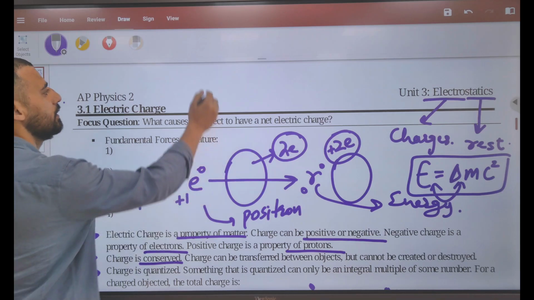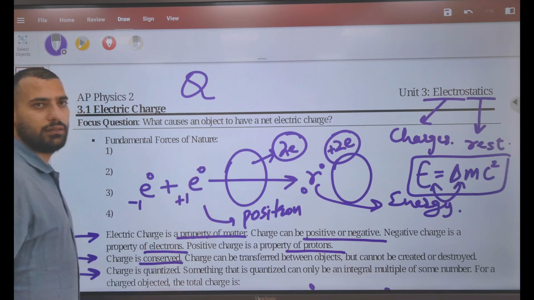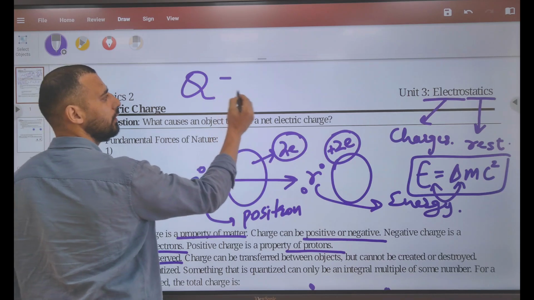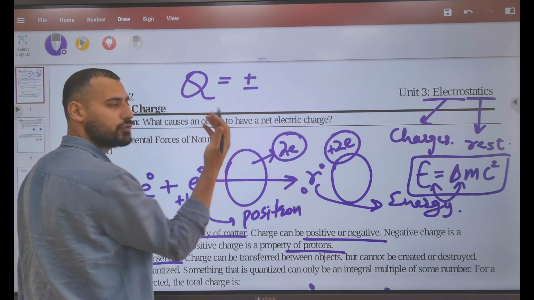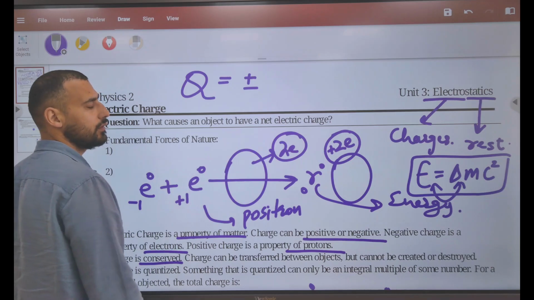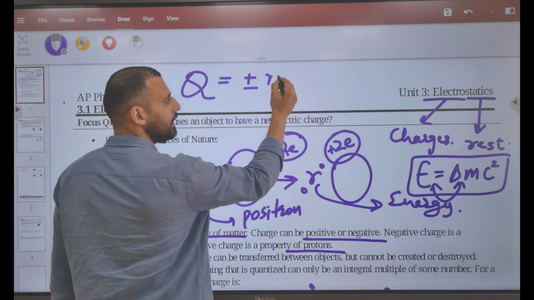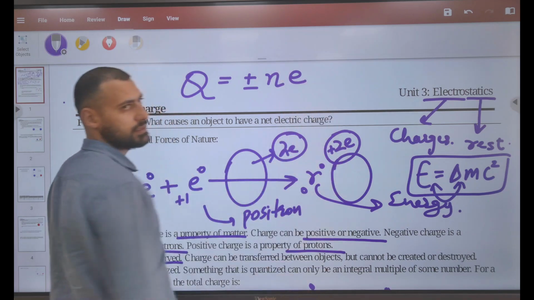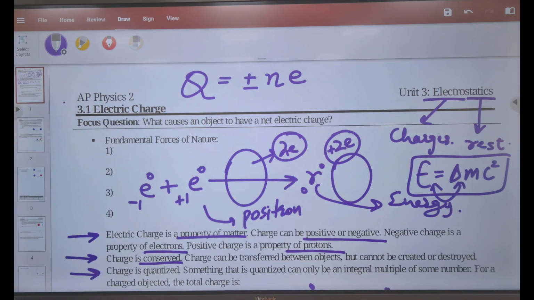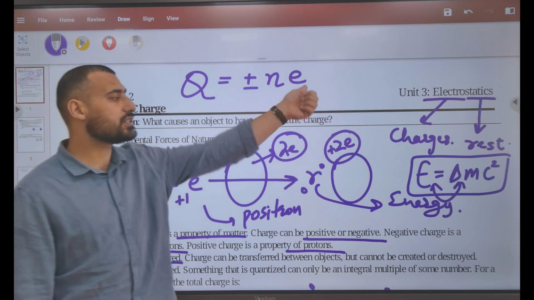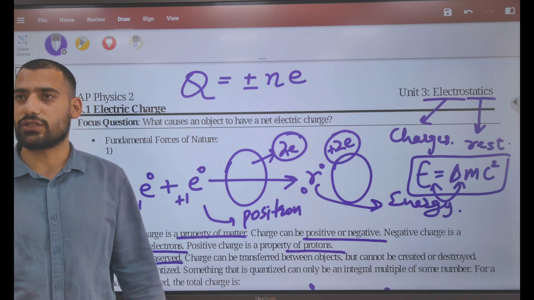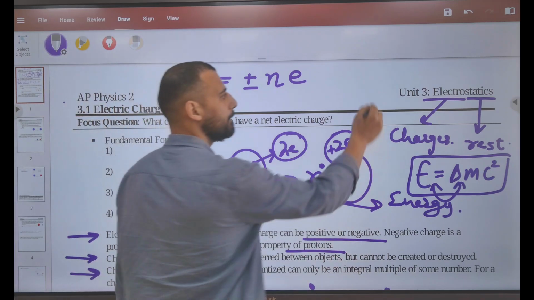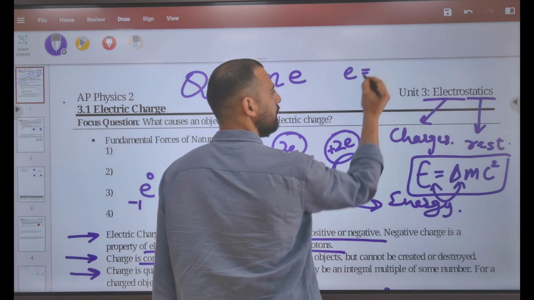The equation is this. The net charge on a body is equal to plus or minus, depending on the nature, be it electrons or protons, n times the electronic charge. This is the quantization equation. So e is the charge of 1 electron. Can you tell me what is the charge of 1 electron? Anyone? What is the value of e?